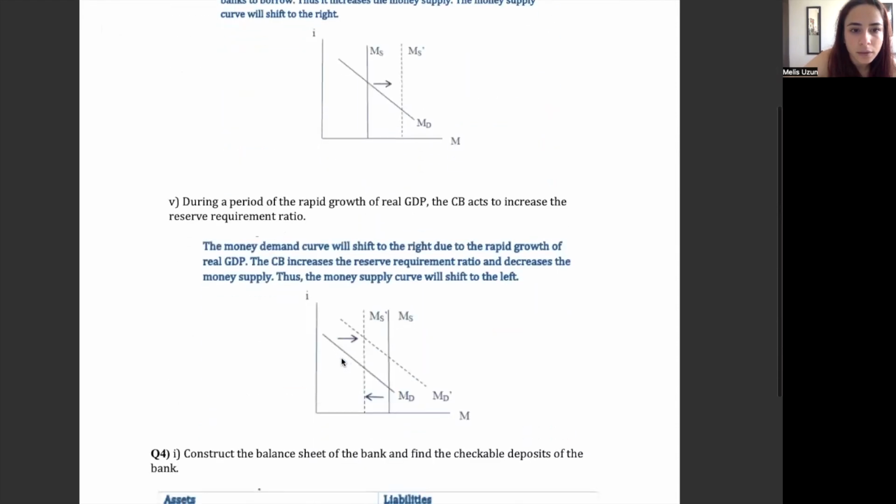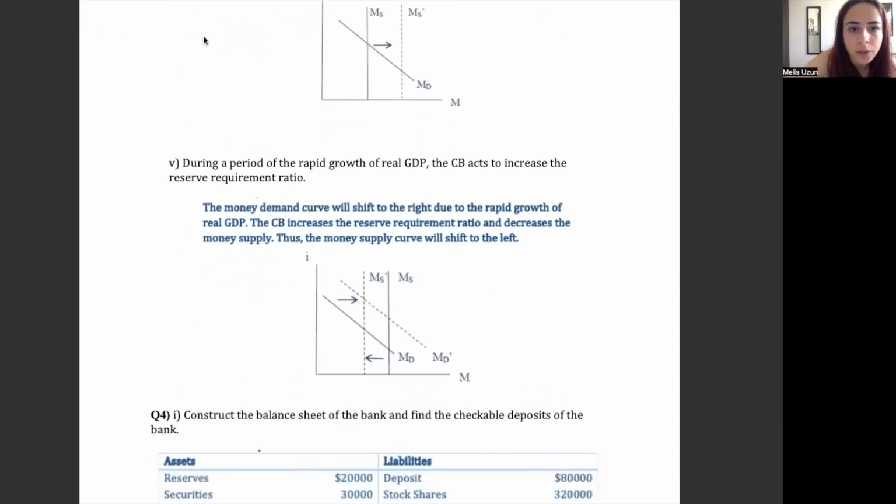Let's look at the fifth question. During a period of rapid growth of real GDP, the central bank acts to increase the reserve requirement ratio. If there is rapid growth of real GDP, the money demand curve will shift to the right, like in here. This is our new money demand curve. And if the central bank increases the reserve requirement ratio, it will decrease the money supply. So our money supply curve will shift to the left.